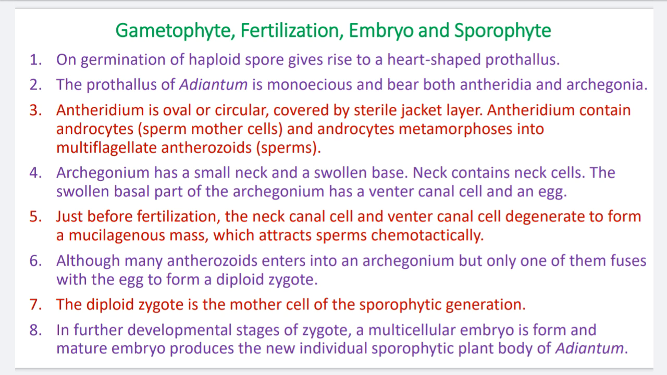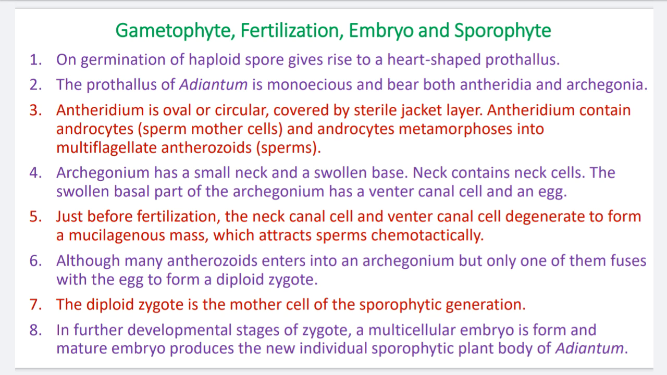Number 5, just before fertilization, the neck canal cell and venter canal cell degenerate to form a mucilaginous mass which attracts sperms chemotactically. Before the fertilization, the neck canal cell and venter canal cell disappear due to their degeneration, and a mucilaginous mass is formed. The mucilaginous mass comes outside from the mouth of the archegonium, and it attracts the sperms.